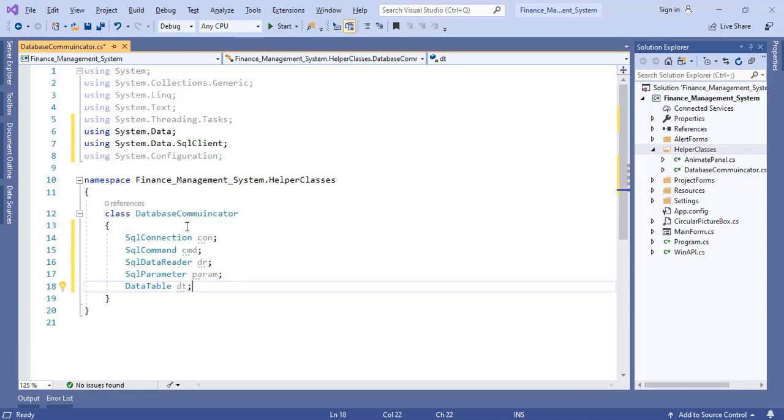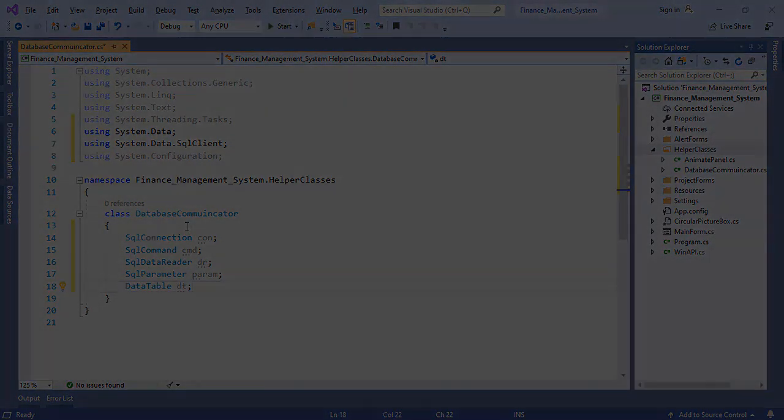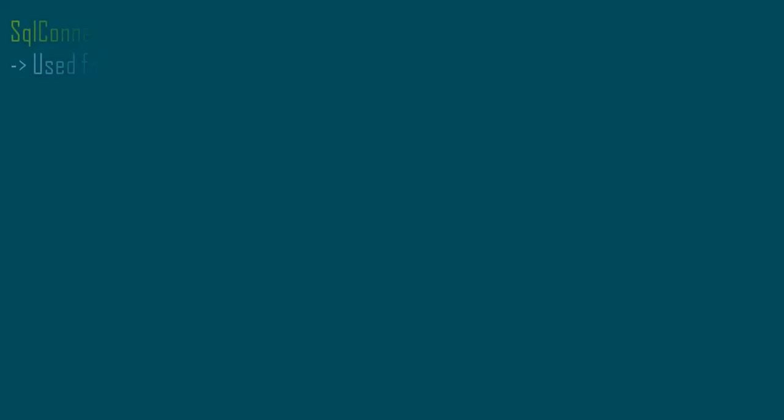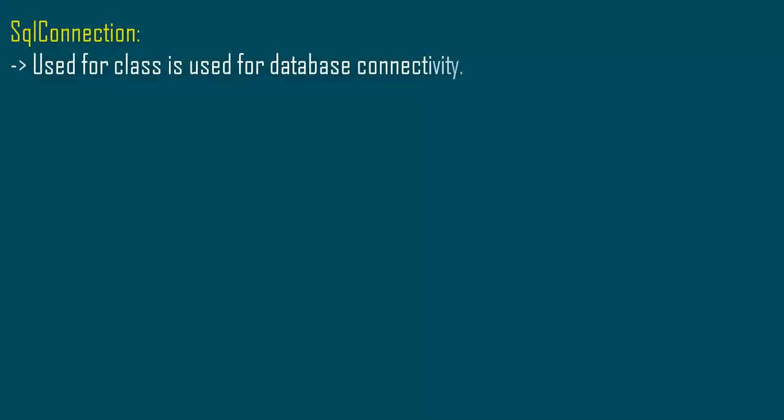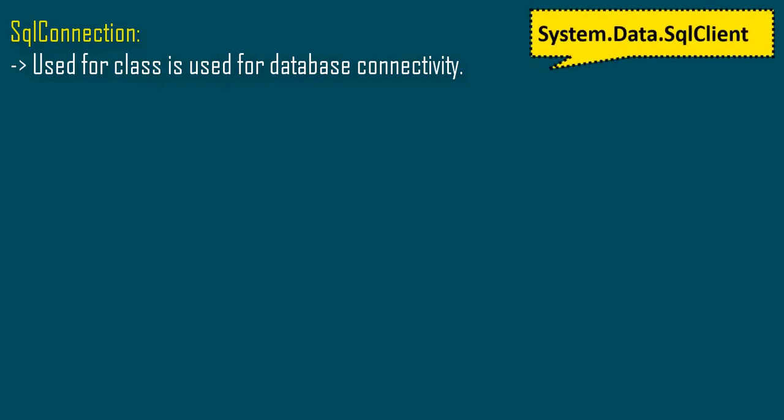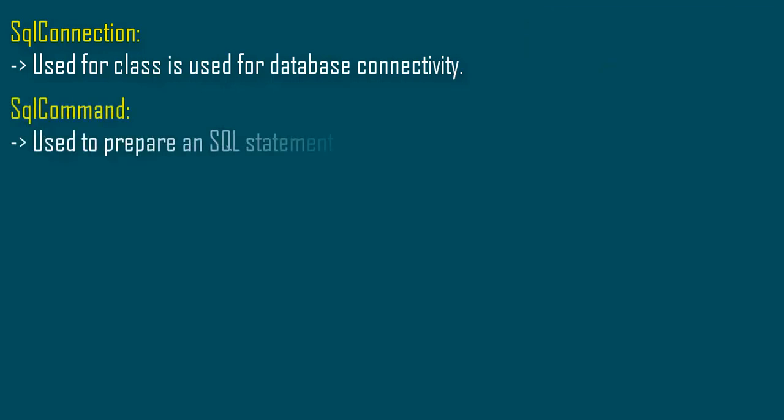And I don't want to explain these classes in more detail. Just remember that. First, we want to explain the SQL Connection class. The SQL Connection class is used for database connectivity. Whenever we want to connect a C# application with a SQL Server database, then we will use the SQL Connection class. Because the main purpose of this class is to connect a C# application with a SQL Server database. And this class is present in the system.data.SqlClient namespace.